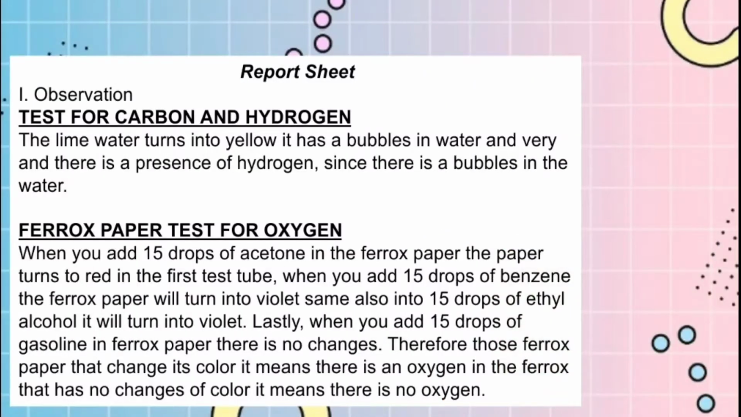For the observation, first the test for carbon and hydrogen. The lime water turns yellow. There are bubbles in the water, and there is a presence of hydrogen, since there are bubbles in the water.